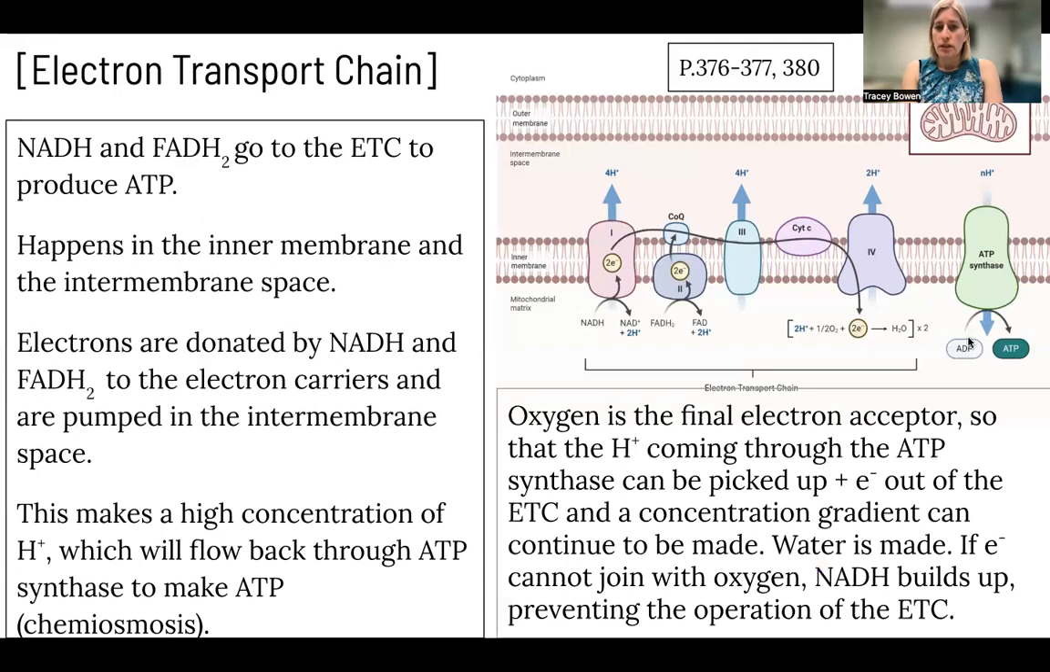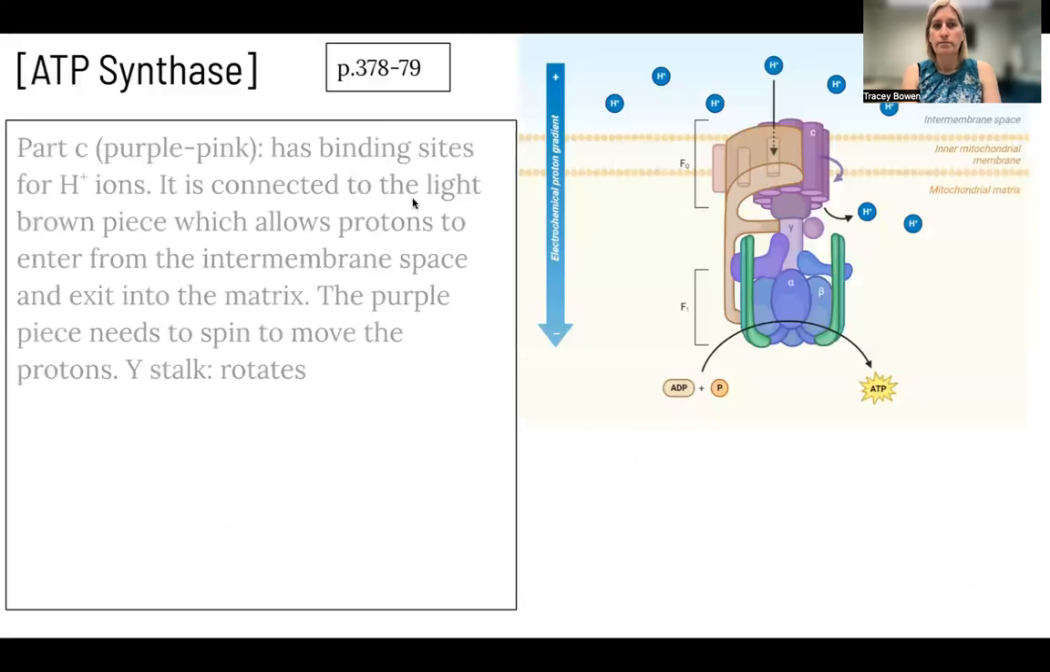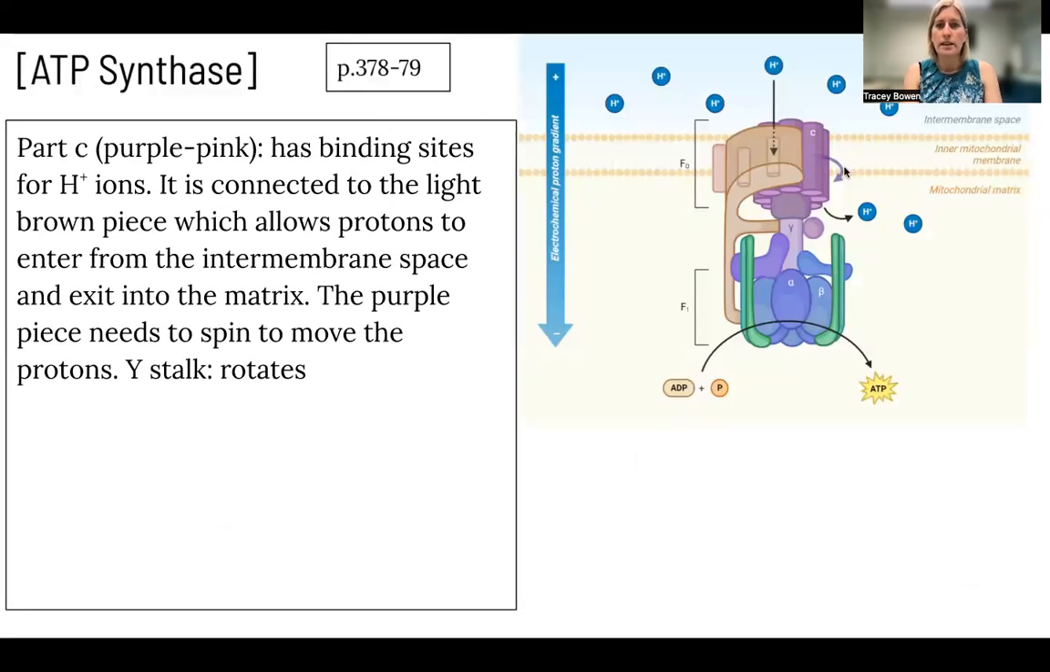With ATP synthase, we need to know a little bit more detail about its structure. It has only really been determined in the last 10 years. So that's what our next slide is going to be looking at. This purpley pink part has binding sites, and it's going to work with this brown part here, binding sites for hydrogen ions. And so this actually needs to spin all the way around. And in that spinning with the hydrogen ions in there, the Y stalk is going to rotate, and that's creating the energy needed for phosphorylation.